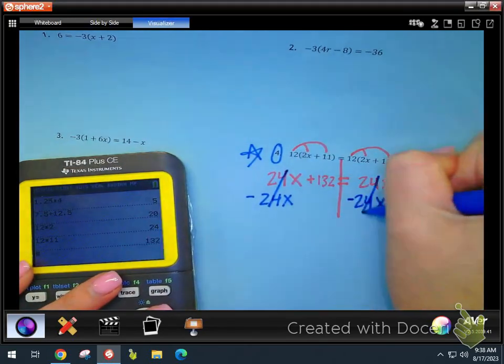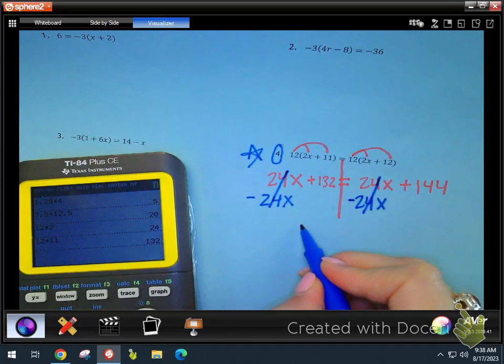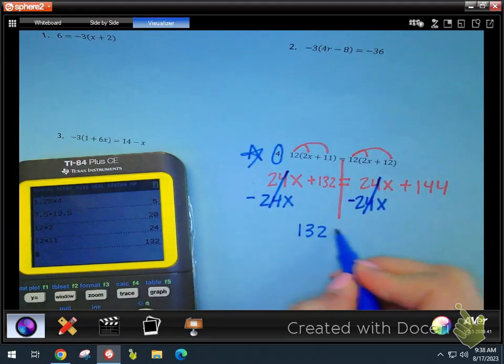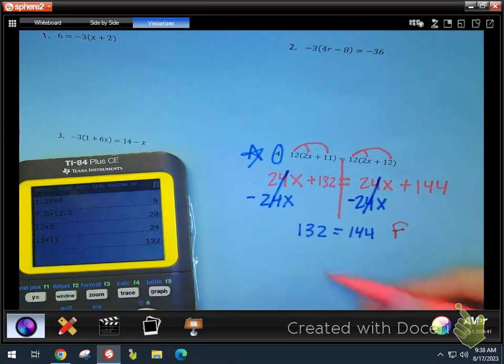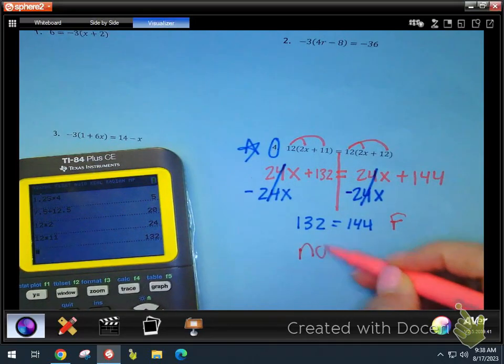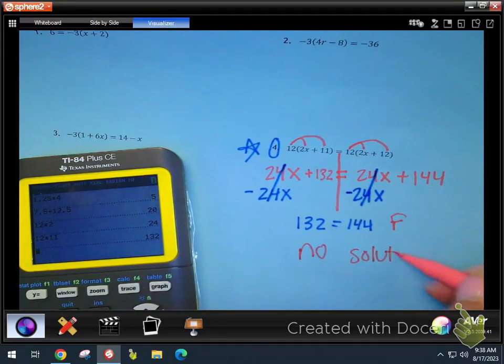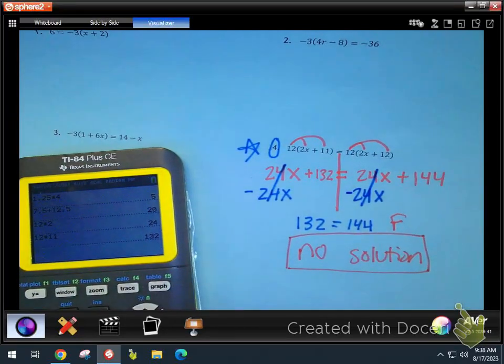When they both zero out, remember, we're looking at true or false. Our answer is going to be none or all. So what's left over? Plus 132. 132 equals 44. True or false? False. What's your answer? No, that's not your answer. No solution. The true or false, I don't care if you write that down, but your actual answer is no solutions or all solutions. So the true and false is just to help you think, but I actually want you to write no solution or all solutions.